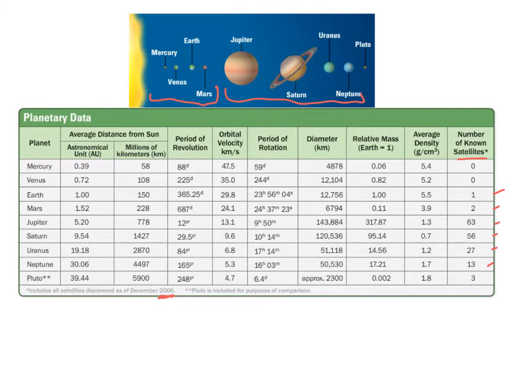We'll talk about the planets a little bit more. We'll cover them in the lesson, so I don't want to spend a lot of time going through the rest of the data. But you can kind of see how long it takes it to go around the sun, how long does it take it to rotate on its axis, and then we can kind of look at the sizes relative to Earth here.